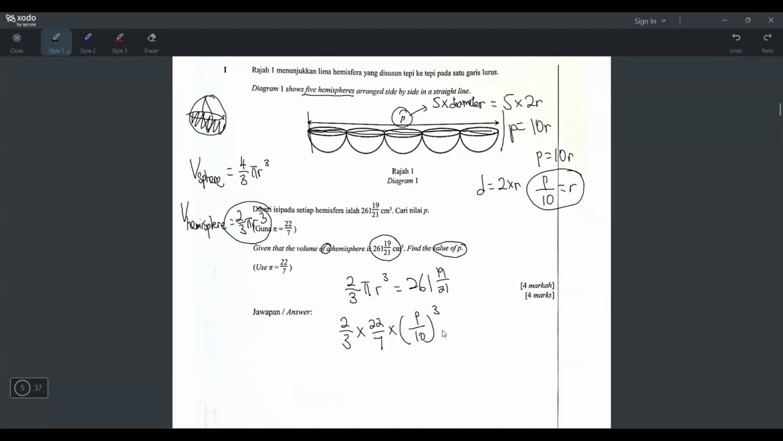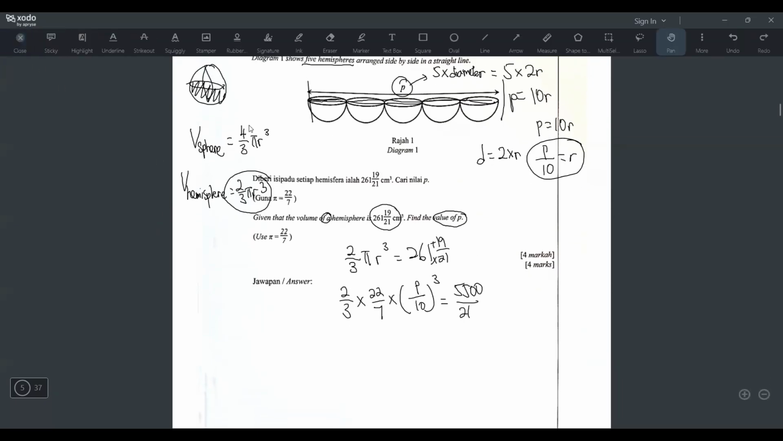And don't forget to power 3, and then equals to this. Remember to change this to an improper fraction, because this is a mixed number. How do we change it? 21 will stay the same down here, but for the top number, you have to take 21 times 261 plus 19. Let me press my calculator. 21 times 261 plus 19. My calculator gives me 5500. So if we convert this to an improper fraction, it will be 5500/21.